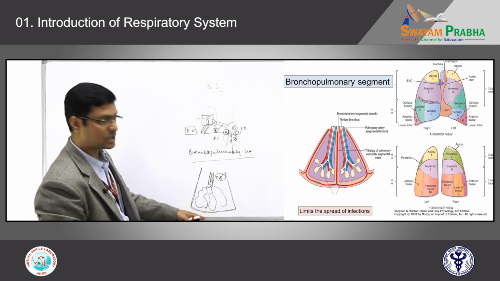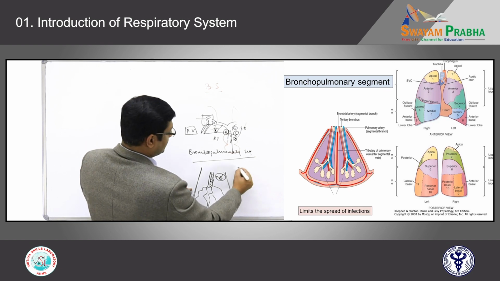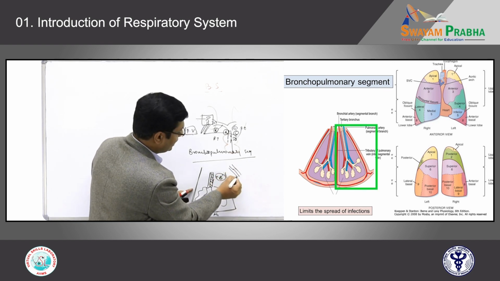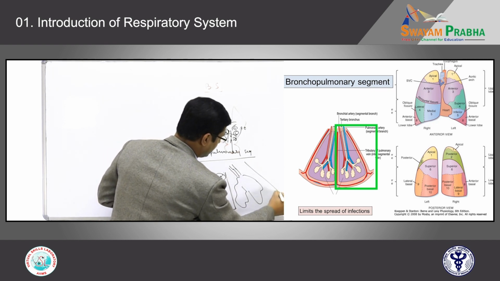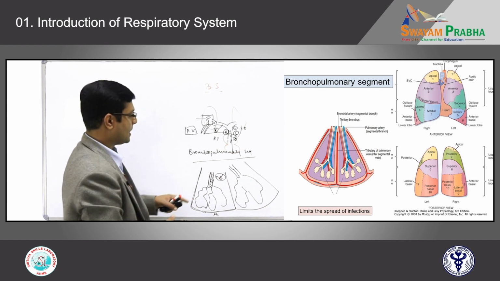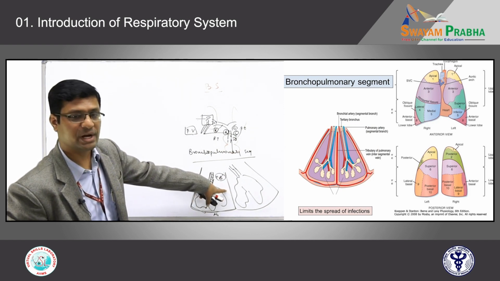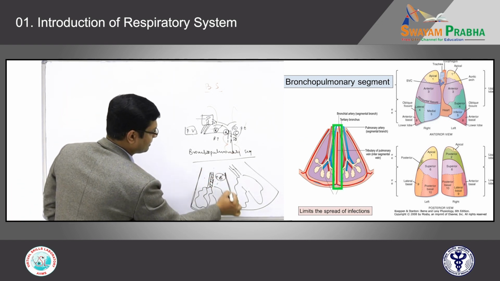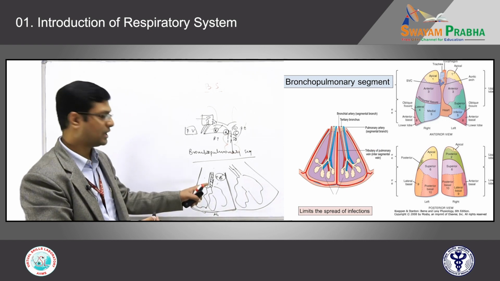The base is towards the pleura. This is the pleura, and there is a limitation here. There is one more terminal bronchus here, with a branch of the pulmonary artery, and this is one respiratory unit. There is one septa here. So, this whole thing we call a bronchopulmonary segment. Why is it important? Whenever there is infection in this segment, these septa will prevent the spread of infection to the other segments. This is very important.